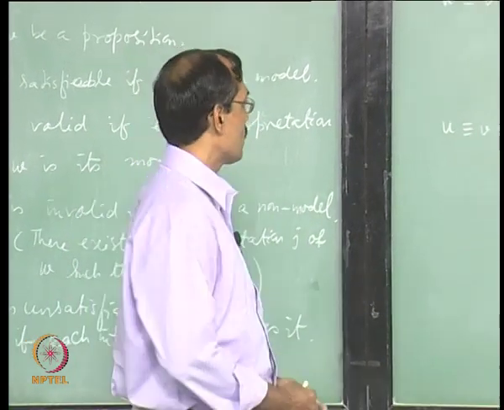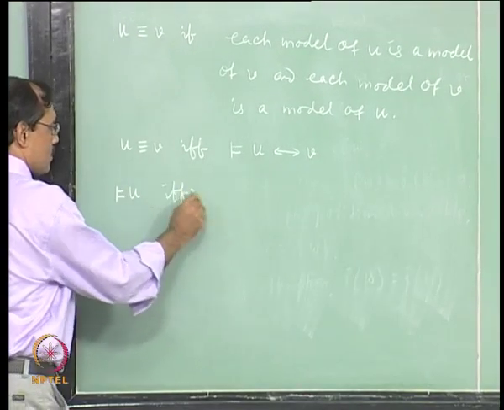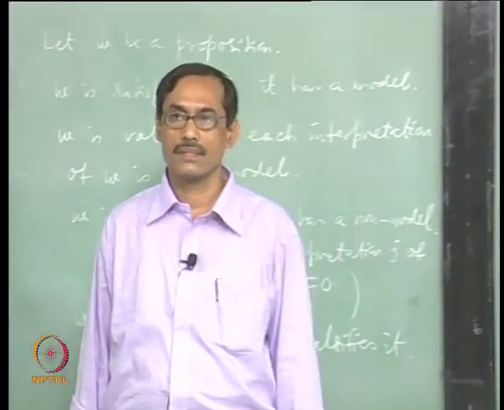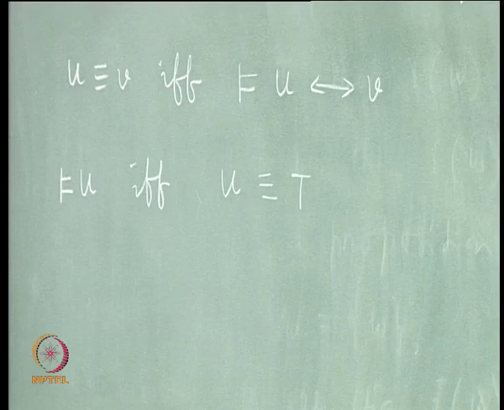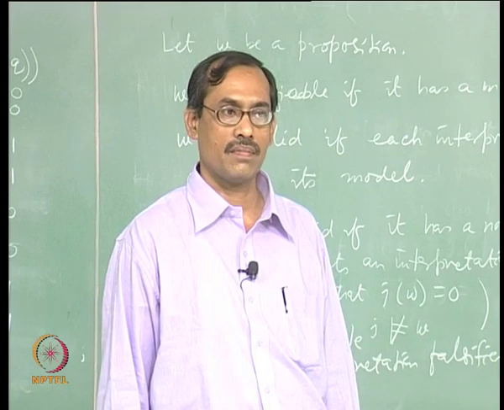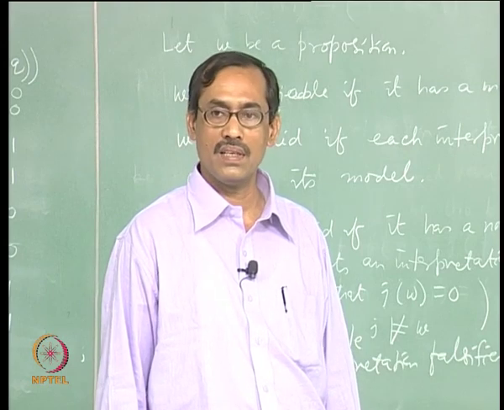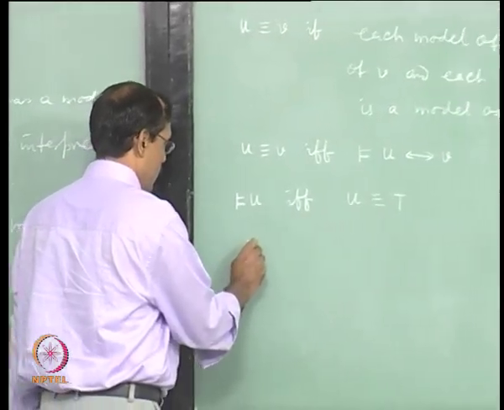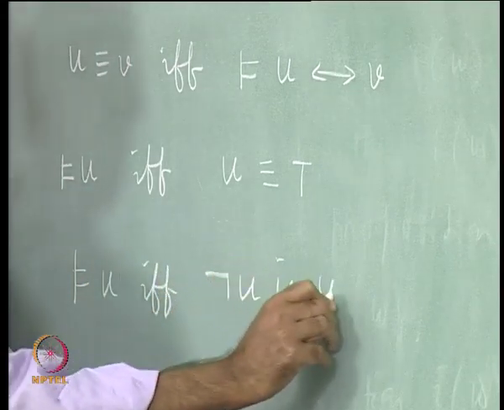Is that clear? Now, similarly you can see that U is valid if and only if U is equivalent to top. Can you see that? Once you say U is valid, you consider any interpretation, it is a model of U, right. So, any interpretation is a model of which formula? Of top, and conversely, fine. Now, you can say U is valid if and only if not U is unsatisfiable.